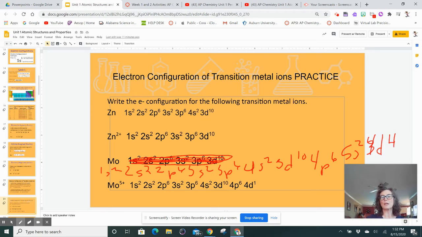And that's very easy to do because you can just go back and look at the periodic table and follow across until you get to the element molybdenum. If I were to remove 5 electrons from that, those electrons are going to come from the 5s. So those are going to be taken first. And then 3 of the 4d electrons are going to be taken, and that's only going to leave me with 1.